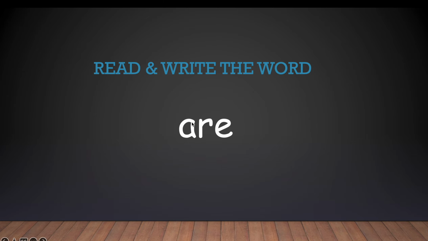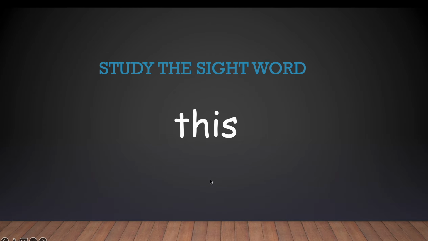Let's start with the letter A. Make a circle around and then draw a line down on this side. R, start at the top, down, go back up, and make a little curve at the top, and then our lowercase e, start here, over, up, and around. Read the word are.